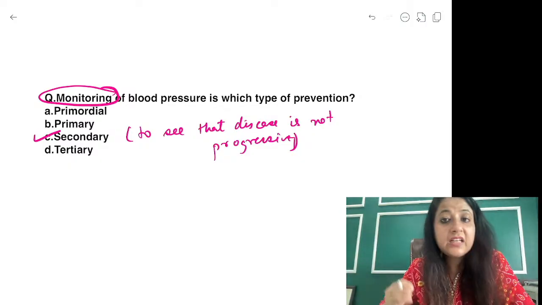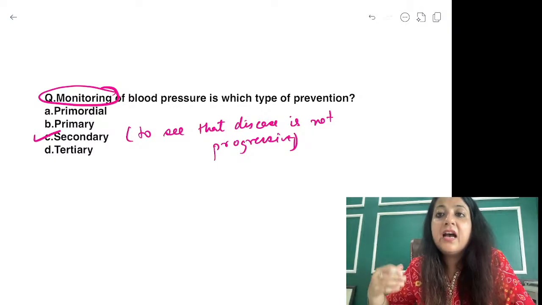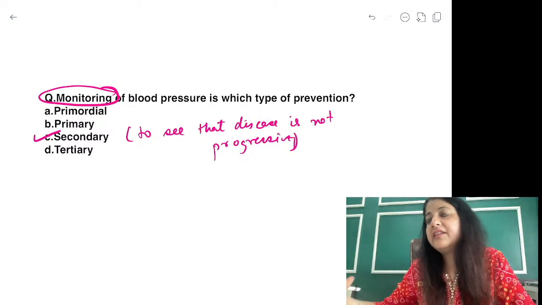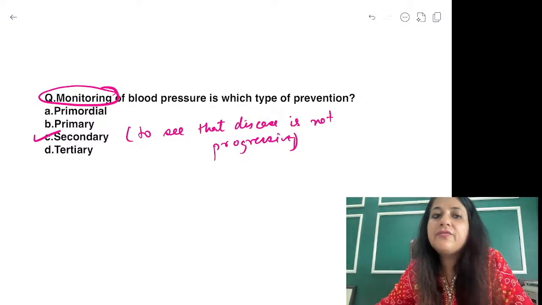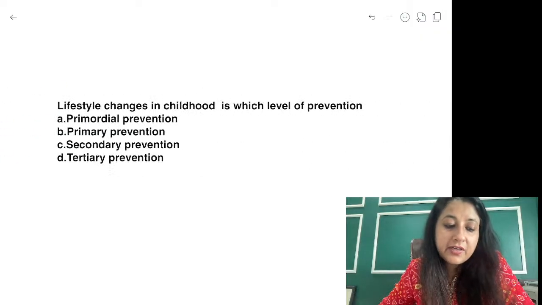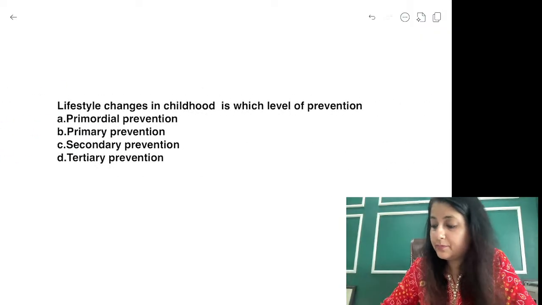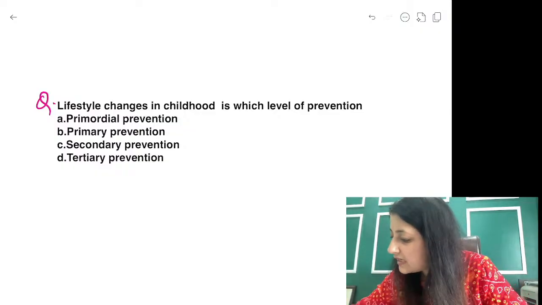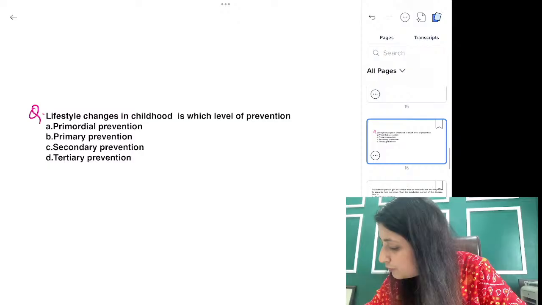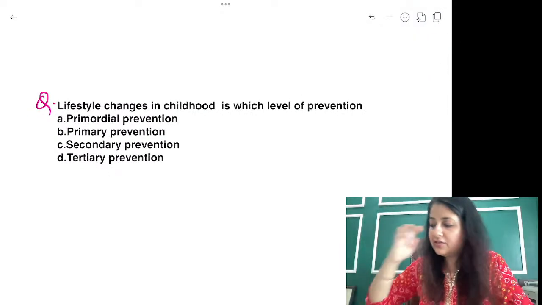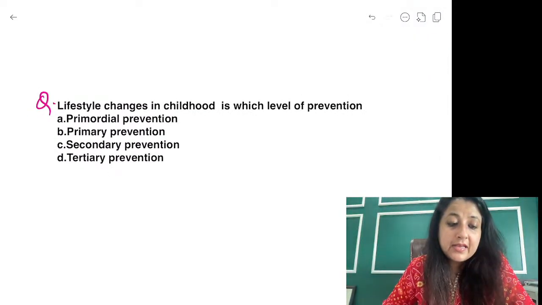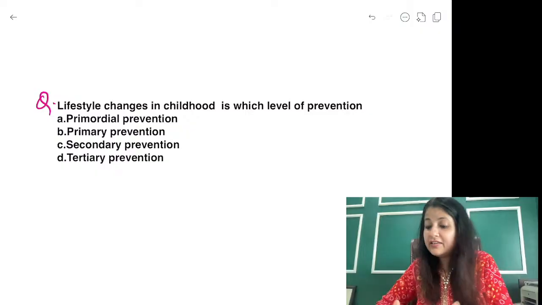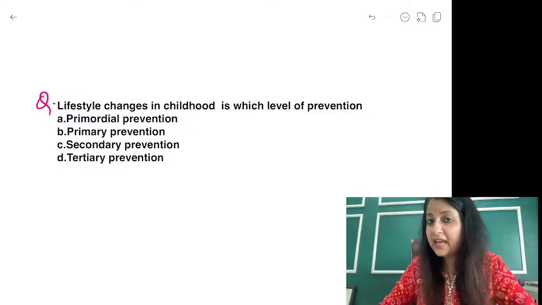ठीक है. Counseling and therapy, generally they write counseling is a primary level of prevention, but again it's going to depend on the question. ठीक है. What is your answer over here? Lifestyle changes in childhood is which level of prevention? Lifestyle changes in childhood. What are you going to mark here, guys? Lifestyle changes in childhood. अब therapy देना.